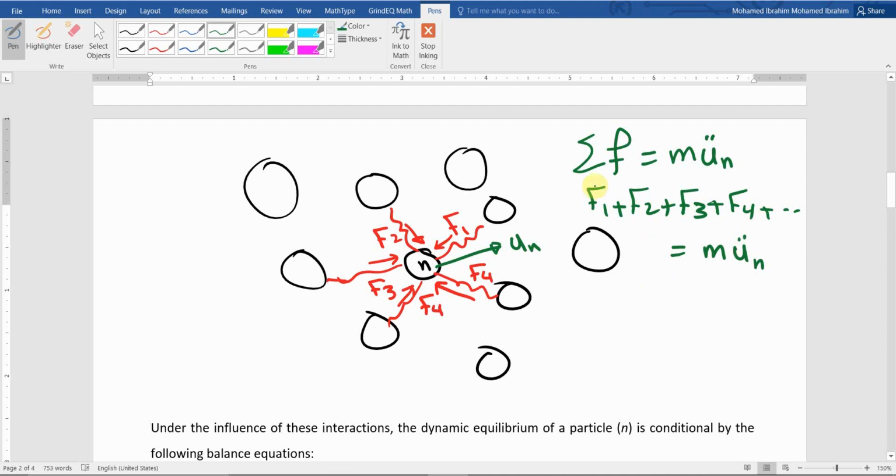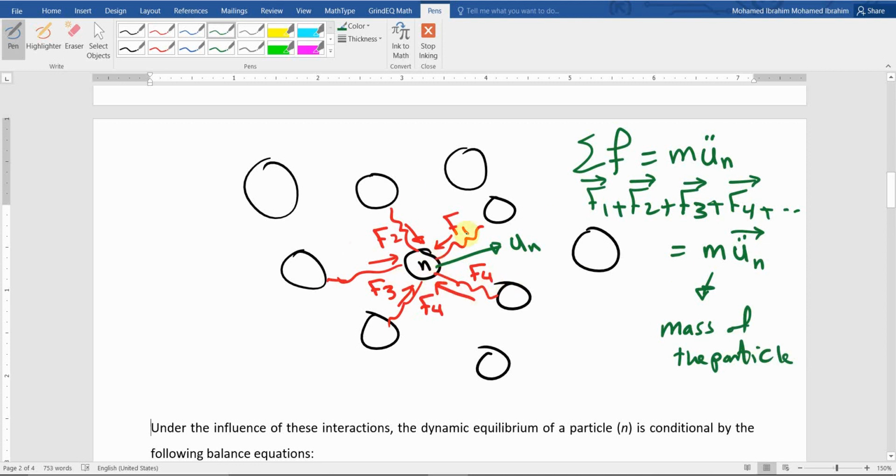Make sense? And you should keep in mind that all of these forces are vectors. This is also going to give us the displacement or the acceleration term, which should be a vector, where m here stands for the mass of this particle. Make sense?